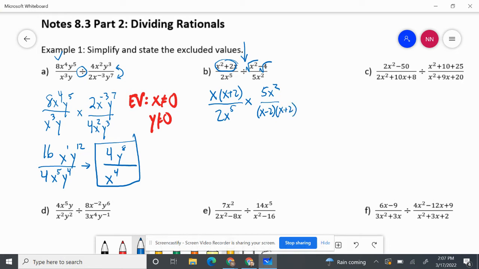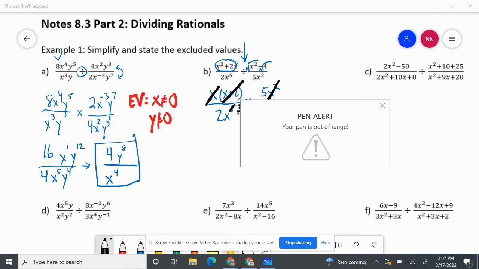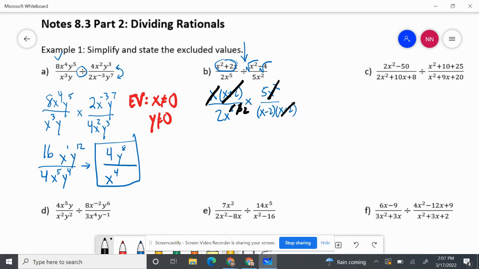Now what we're going to do is cancel. And we see that the x plus 2's cancel. We see that the x squared and x to the fifth, they cancel. And then we could cancel the x again. And that would be 2. So that would give us 5 over 2x squared and then x minus 2.